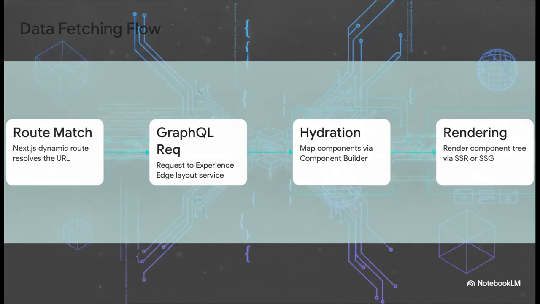Let's walk through the exact flow when a user requests a page. First, Next.js's dynamic routing immediately resolves the URL and fires off a GraphQL layout service request straight to Experience Edge. Next, it grabs that JSON response, hydrates the components using the component builder, and finally, renders the page using server-side rendering or static site generation. This decoupled flow is exactly what unlocks that incredible, lightning-fast speed we're all after.